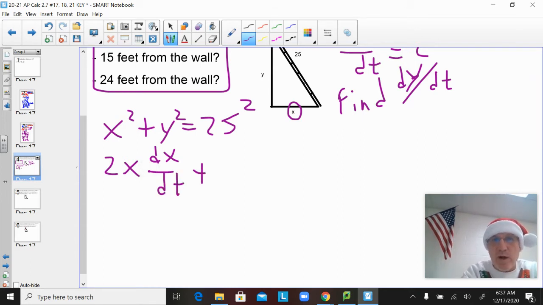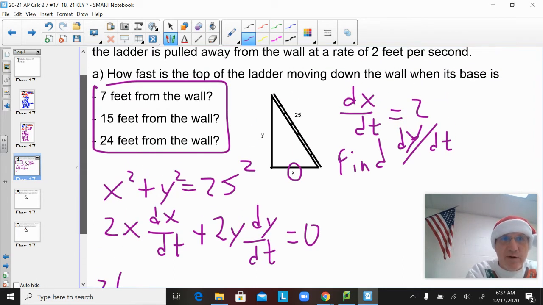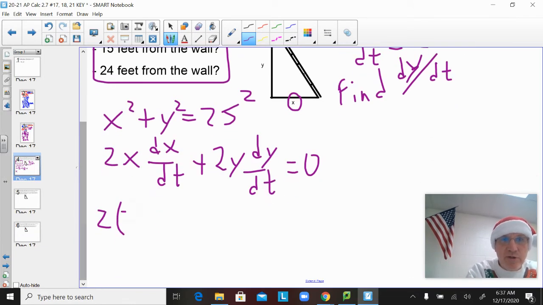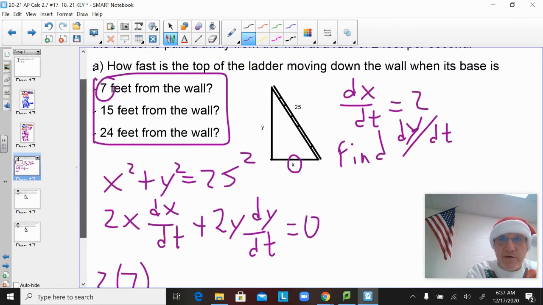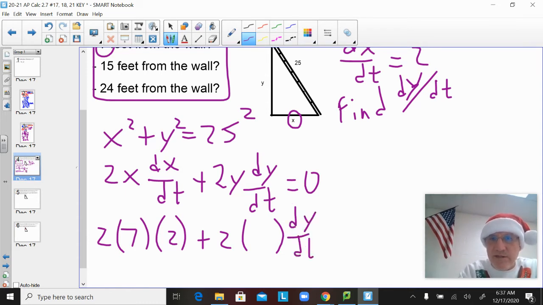Similarly, the derivative of y squared is 2y dy dt, and that equals the derivative of a number, which is just 0. And now I'm going to start plugging things in. So I have 2 times 7 times dx dt, which the problem said was 2, plus 2 times y, which I don't know yet, we'll come back to it, times dy dt, which is what we're trying to solve for, equals 0.